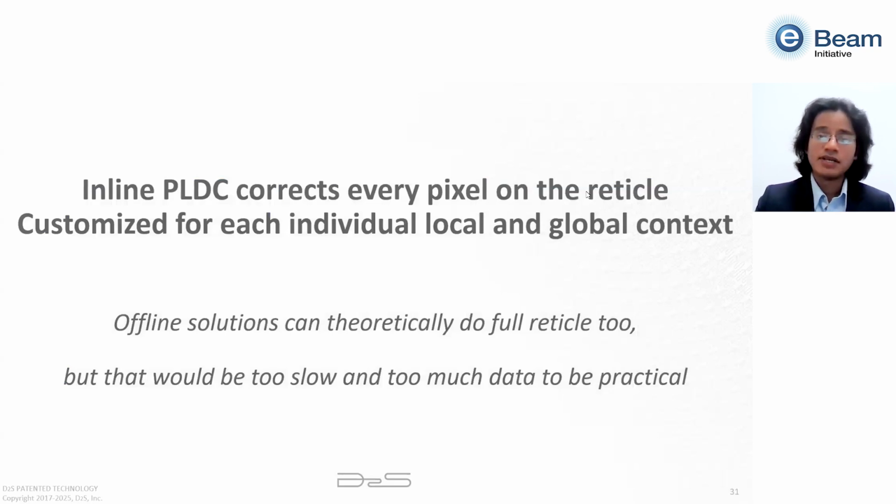So inline PLDC corrects every pixel on the reticle, and it is customizing this correction for individual local and global context. Well, offline solutions can also do this for a full reticle to consider the global context, but considering global context would be too slow for offline solutions, and it would be too much data to be practical for offline solutions. So inline PLDC is in a unique position to do both local and global context more accurately.